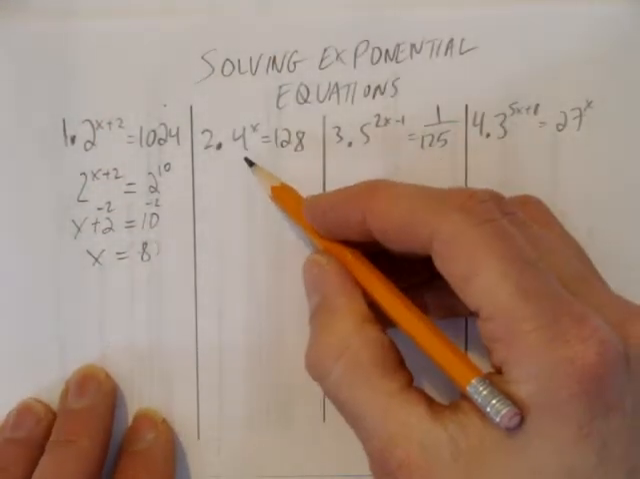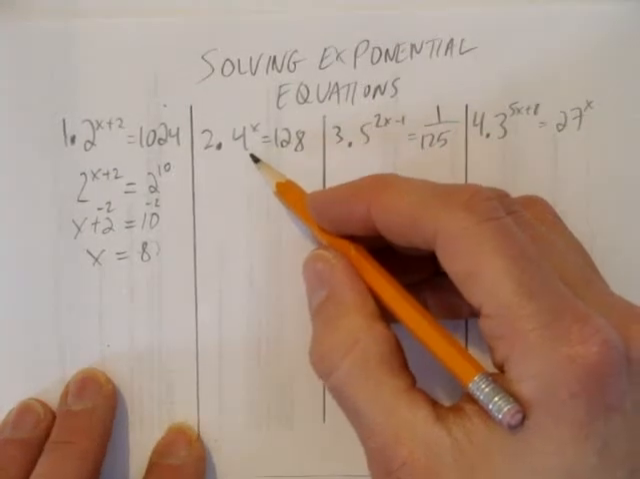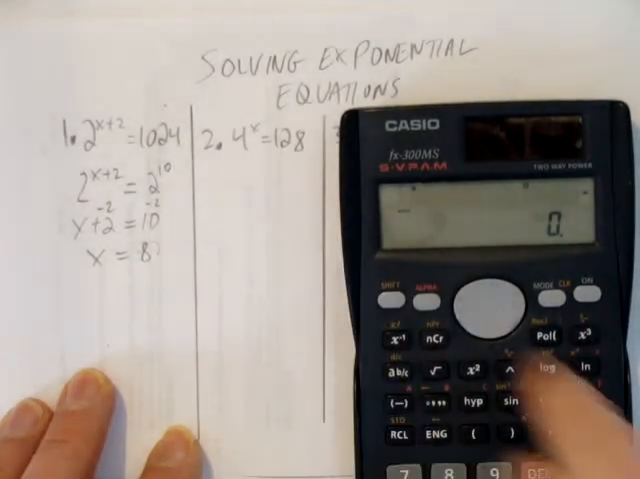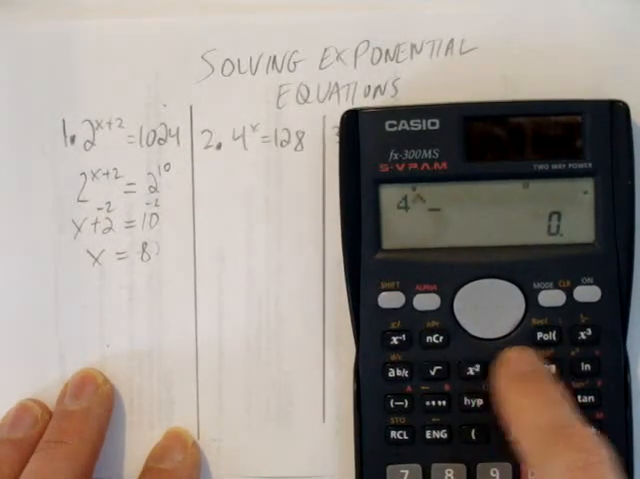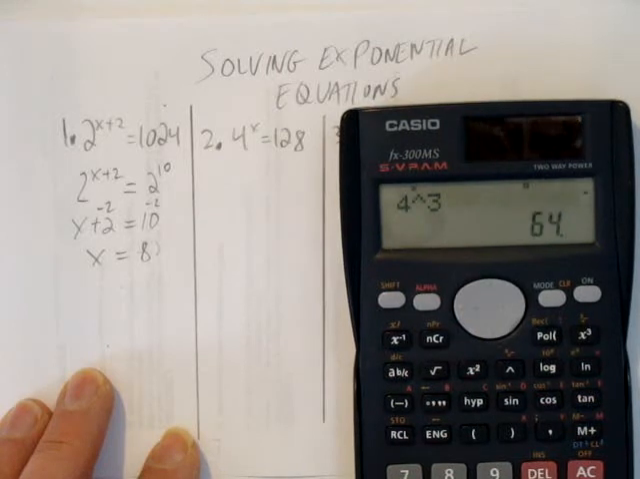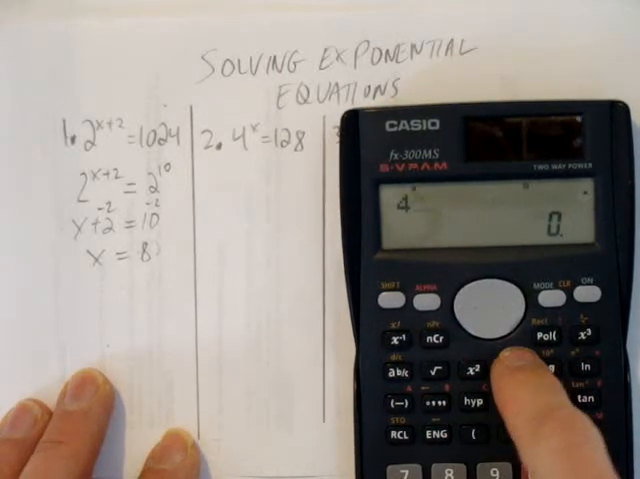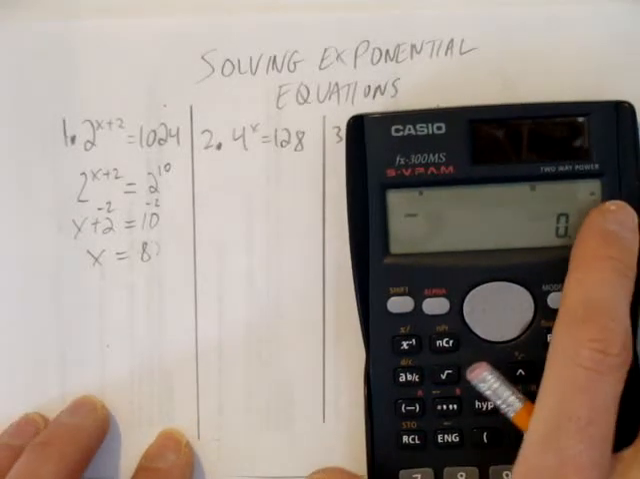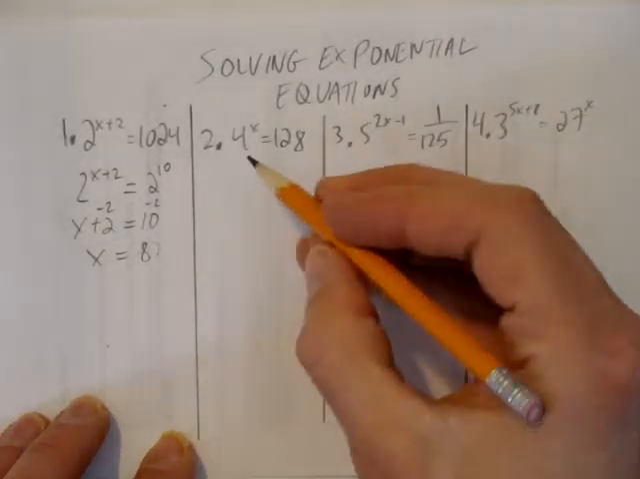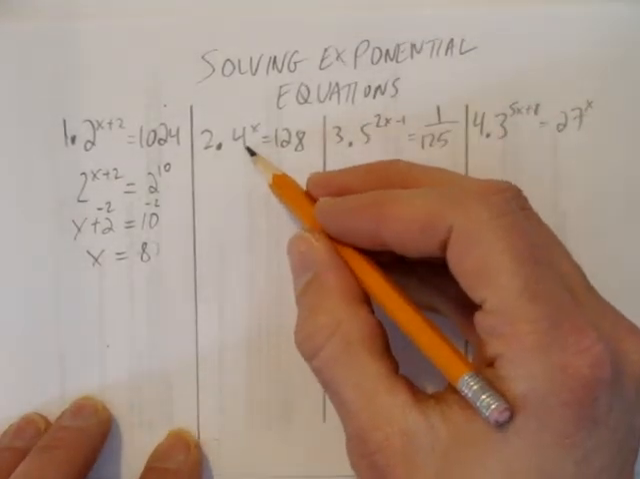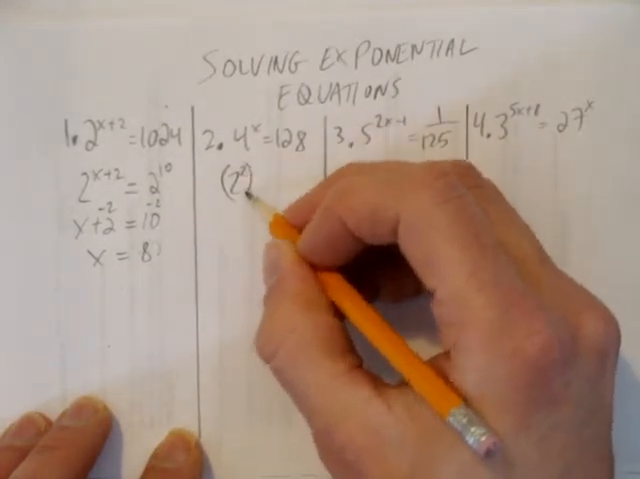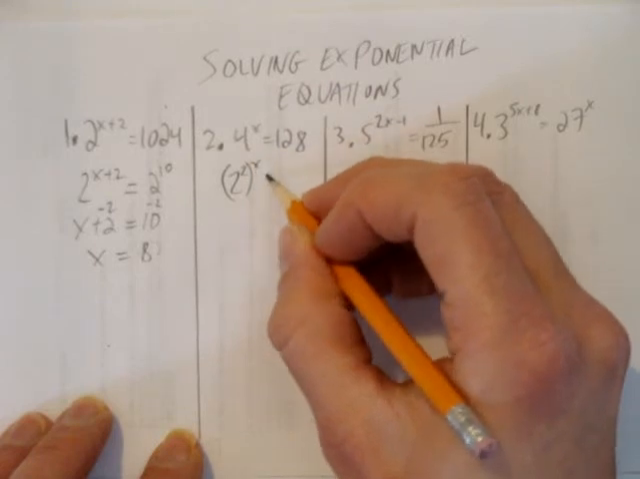Alright. On the second one, though, it's a little bit tricky because we might be thinking, well, let's get 128 base 4. But when you do that, 4 to the power of 3 equals 64, and 4 to the power of 4 equals 256. So let's do it instead by converting both to base 2. Hopefully you know without a calculator that you can change 4 to base 2 by making it 2 squared. So we get 2 squared for the 4, all to the power of x.